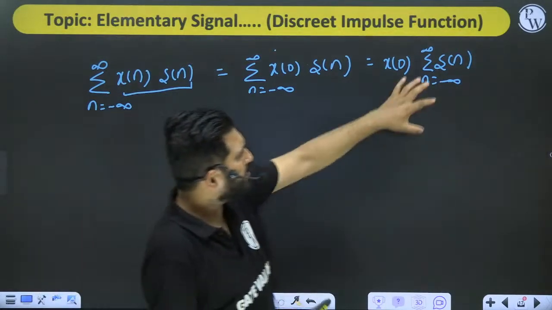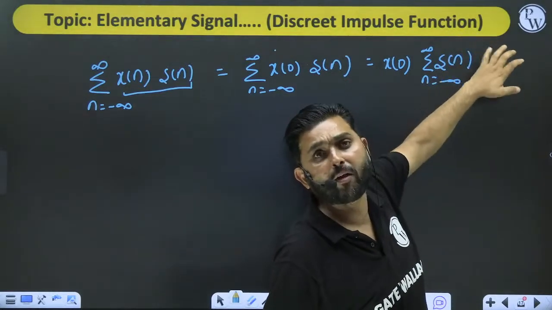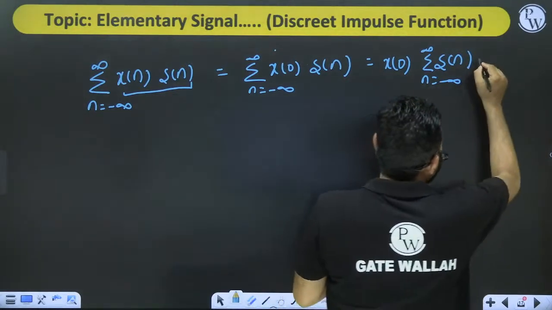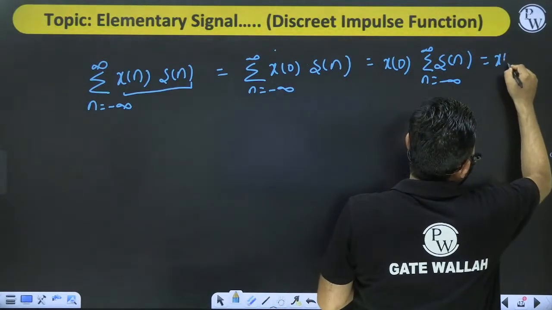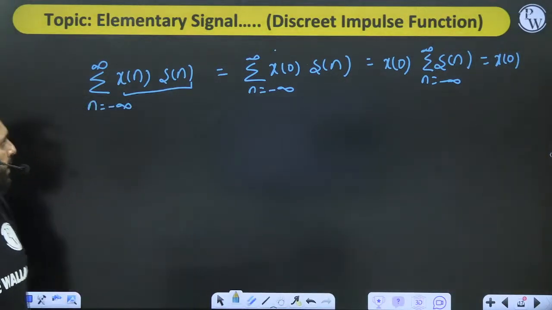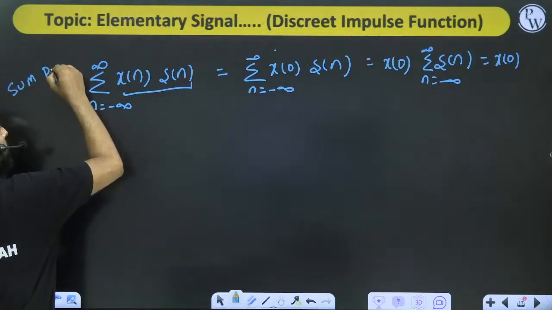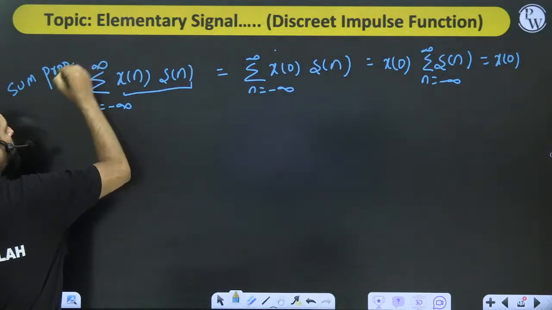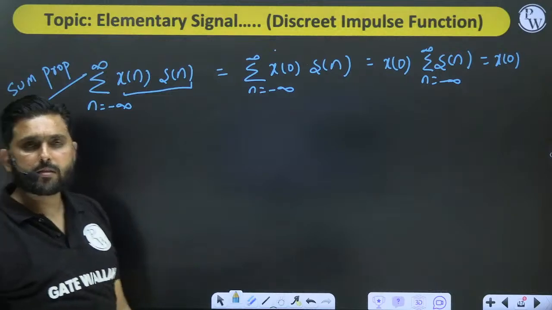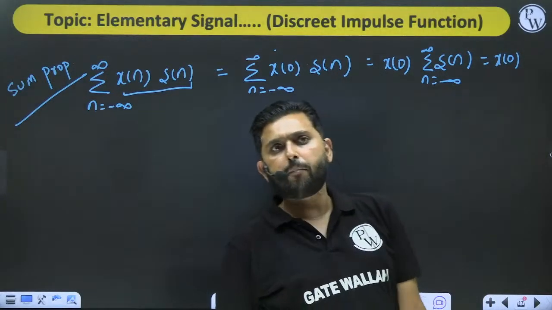But what is this? This is equal to 1. The sum of all the sample values of delta n is equal to 1. This means that this is equal to x0. This is known as the sum property of an impulse.